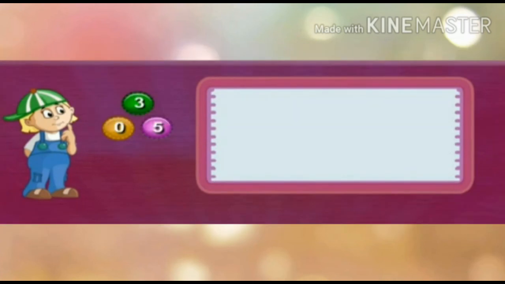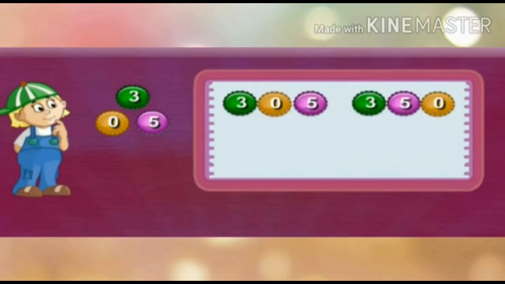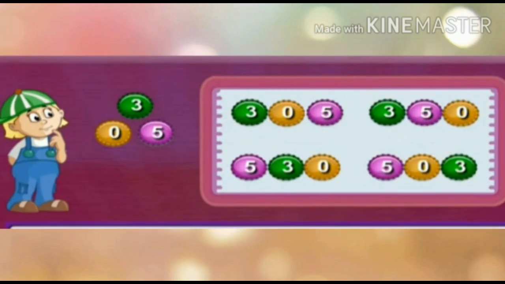We can also have 321. Now here we have the digits 3, 0, 5, and we need to make 3-digit numbers using each of the given digits only once. We can make 305, 350. Can you guess some more? Right. 530, 503.